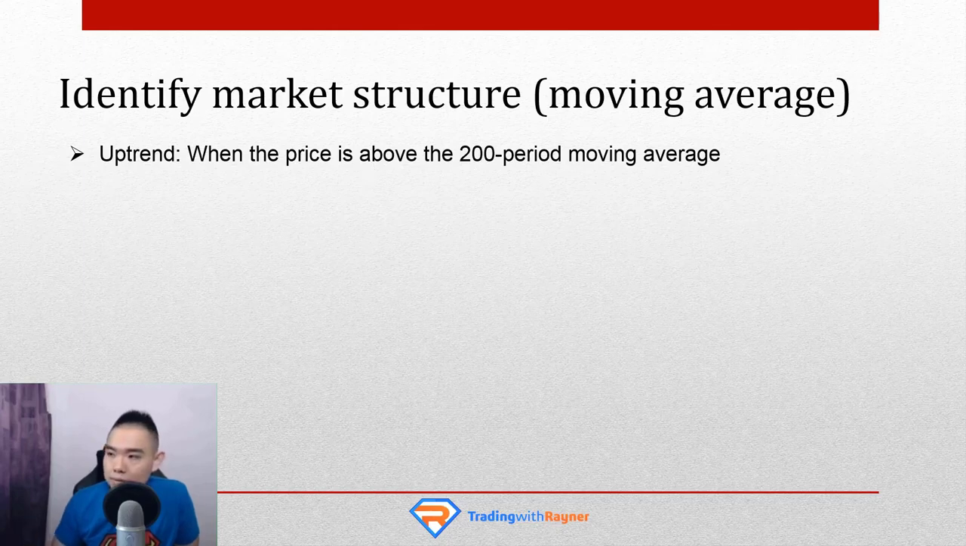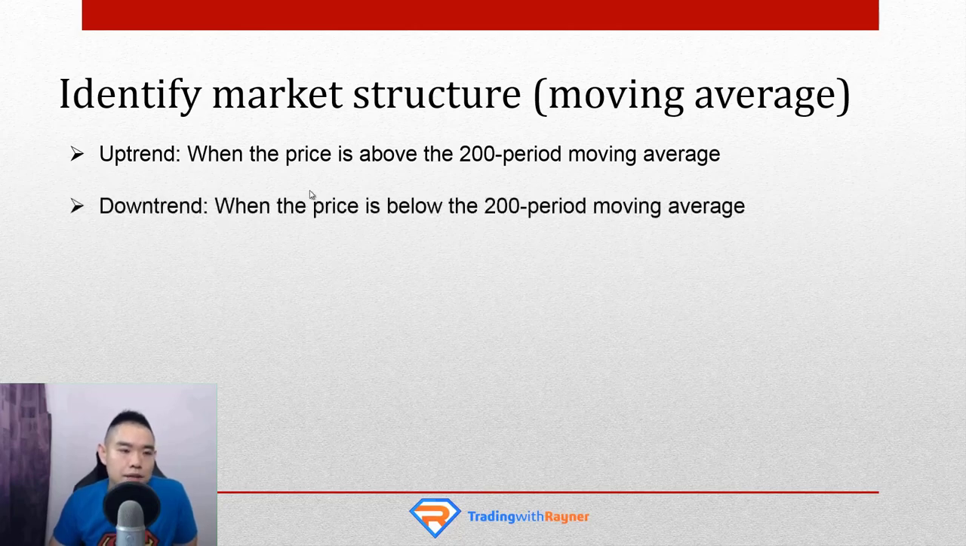So let me give you an example. So let me go through the stuff here first. In a downtrend, right, is when the price is below the 200-period moving average.